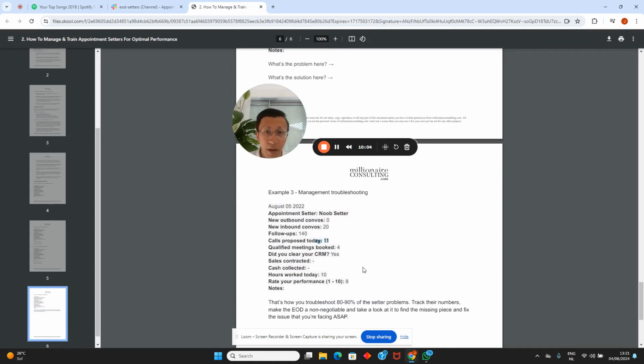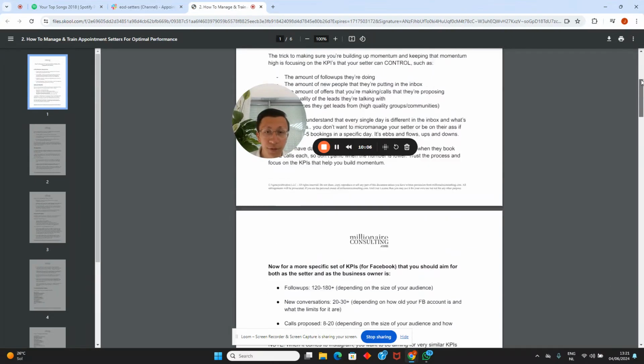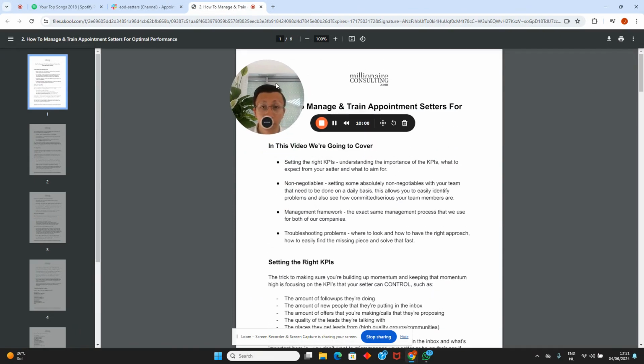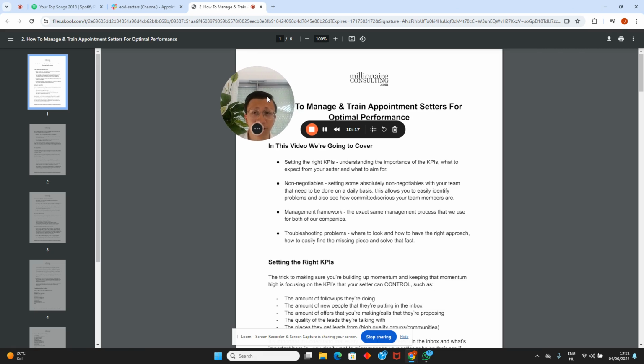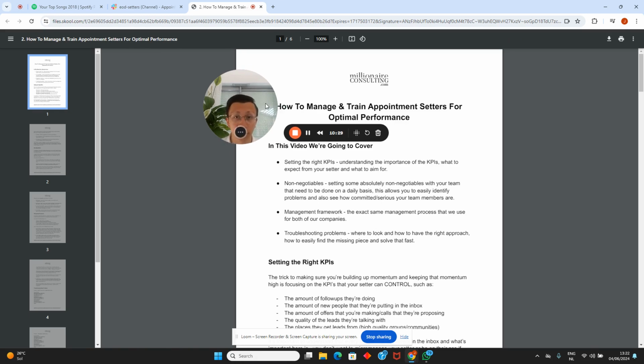So to recap, this is how you basically want to go about setting the right KPIs, what it looks like in the short term, the midterm, and the longer term, non-negotiables, what it looks like for us, and the management framework we use. Again, simplicity is key. You don't have to do 100 things or build systems for the sake of doing them. Focus on booking calls, focus on optimizing that, and follow those 4 key pillars right here, and you're going to be on your way to having massive success with setters.